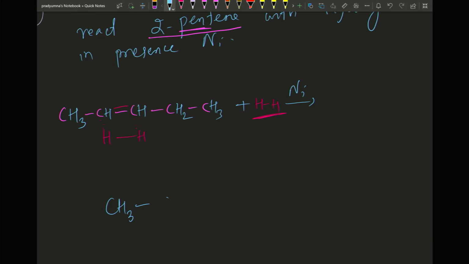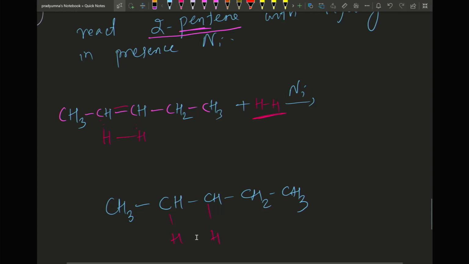CH3, CH, CH, CH2, CH3. So we're going to add hydrogen, hydrogen here, and that's all. So the double bond is gone. Now it becomes a single bond. So this is for demonstration purposes.